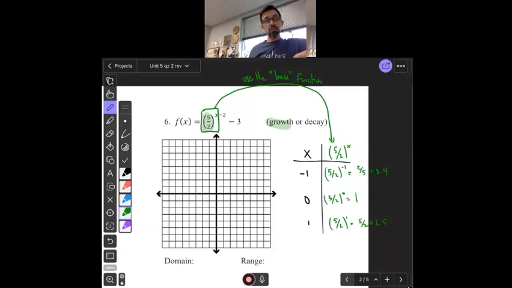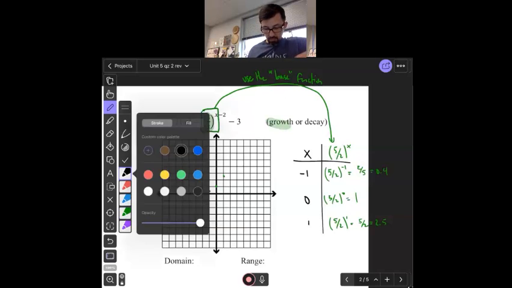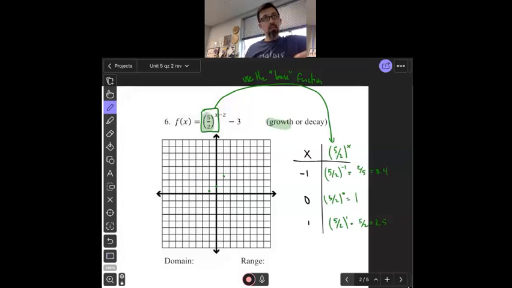So there's my 3 points. 1, 2.5, 0, 1, -1, 0.4. Okay. Remember, the asymptote is supposed to be at 0, right? That's going to change. It's supposed to be here. Okay. Not going to change yet, but it's going to change.